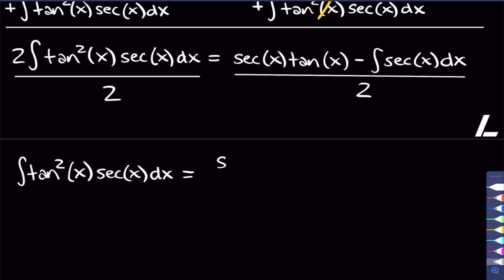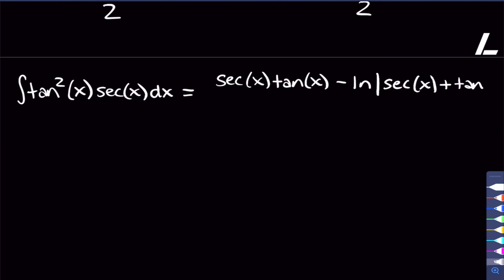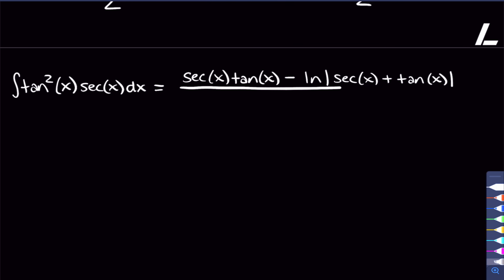is equal to secant tangent minus, I'll write out what the integral of secant is now, so we don't have to do another line. The integral of secant is the natural log of secant x plus tangent x. And it looks like I need more room. And this is all over 2. And of course, we can't forget our plus c.